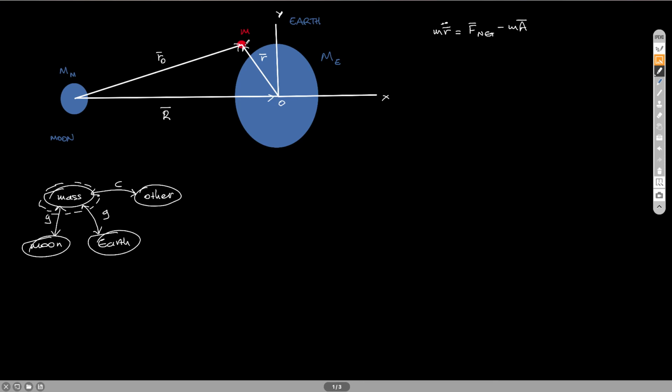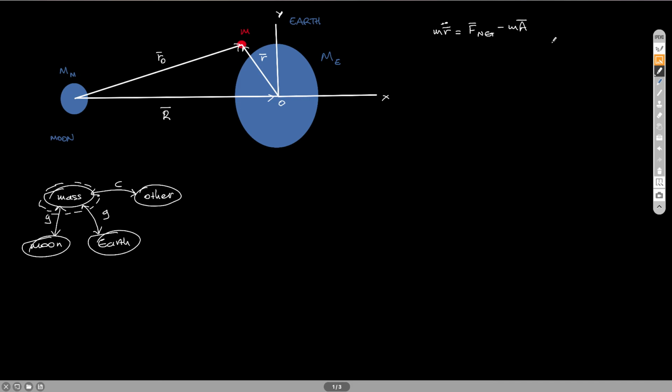But in the application to tides, this will simply be, if you want, a bucket of water or a water drop, a part of the water that we have in the sea, in the ocean. And I'm showing the different position vectors. So R naught is the position vector of this mass with respect to the moon. Uppercase R is the position vector of the center of the earth with respect to the moon. And then I have the lowercase r, the position of the mass with respect to the earth.